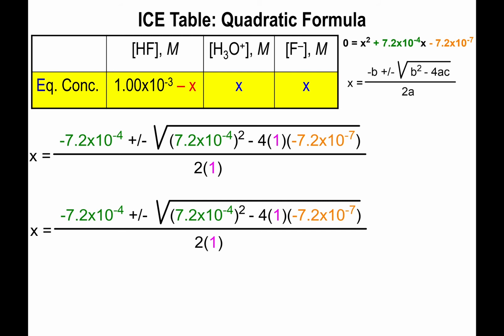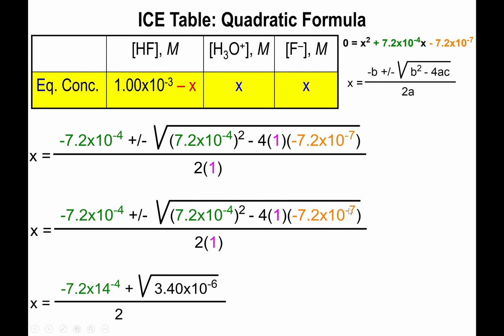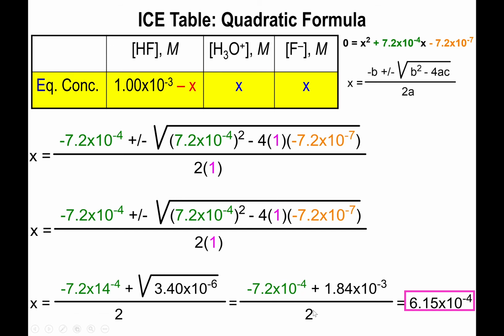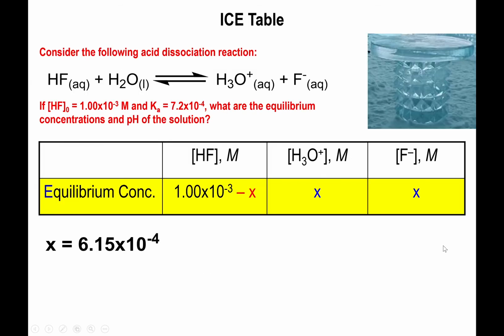And we basically go ahead and simplify this. So multiply negative 4 by negative 7.2 times 10 to the negative 7. And basically add that to 7.2 times 10 to the negative 4 squared to get the following value, 3.4 times 10 to the negative 6. Take the square root of that value and add it to the negative b value that you had before. Upon dividing that by 2, we're going to get a value for x. And going back to the table, notice that x is the value of the hydronium concentration, the fluoride concentration, and HF. So you can actually input those values to get the equilibrium concentrations.